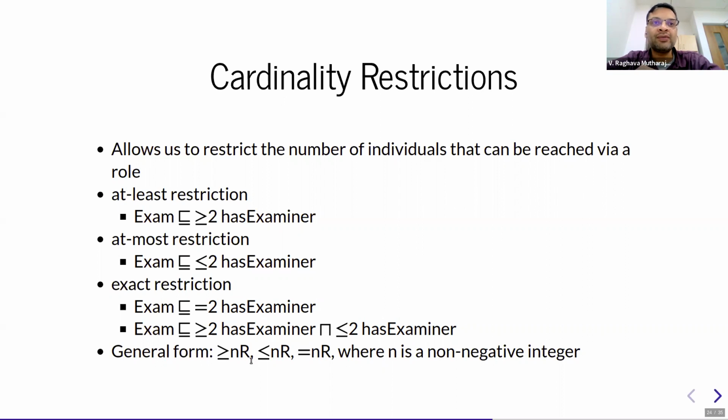So this is the general form: greater than or equal to n, where n indicates the numeric value, and the relation R. These are the regular cardinality restrictions where you don't specify the class to which this should be related. In some sense, you don't care what it is, so it can be any examiner. You're not specifying the type of examiner.